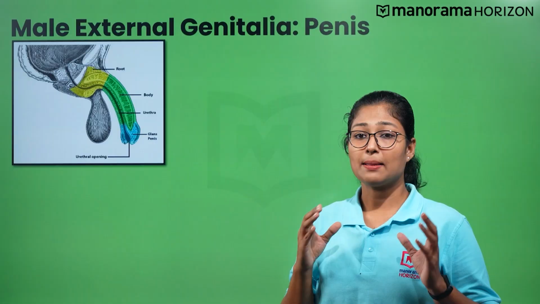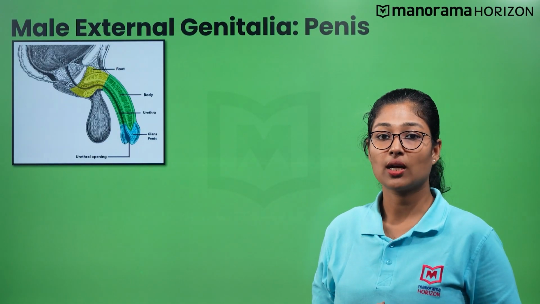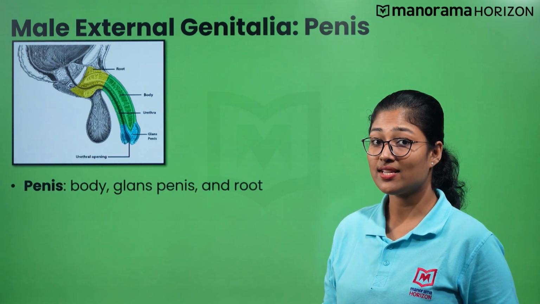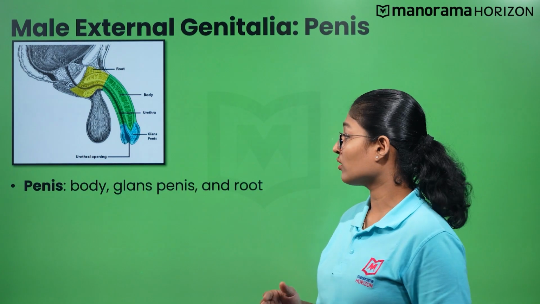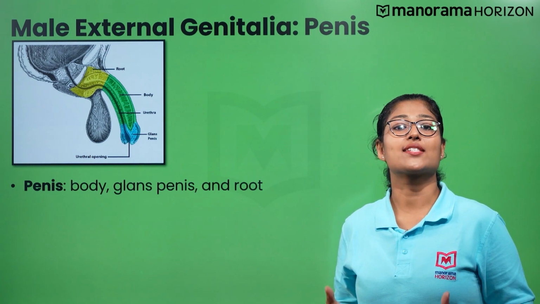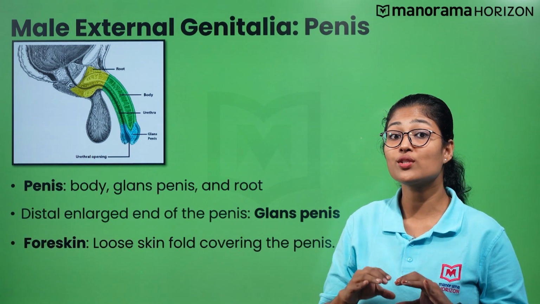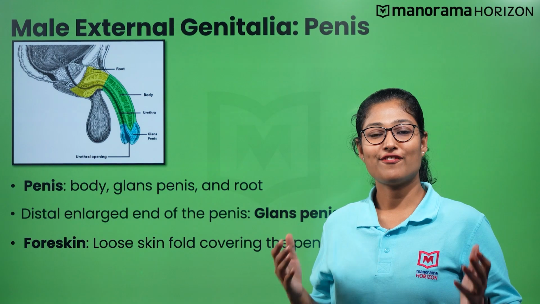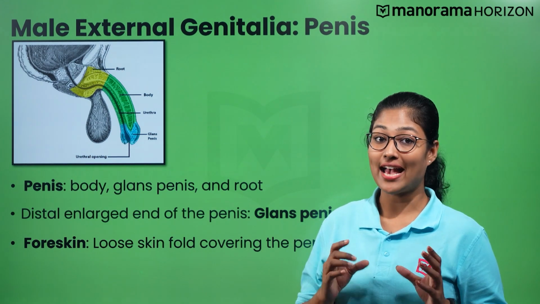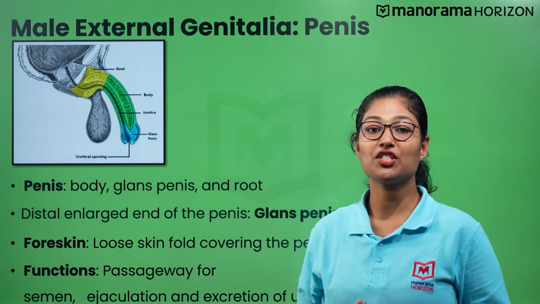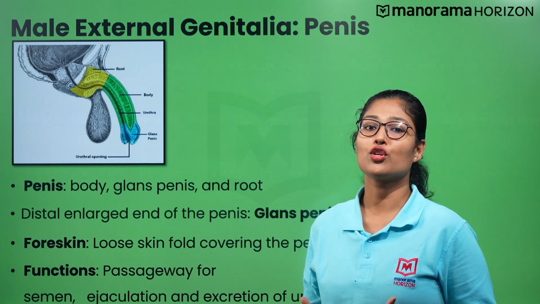Now that you have learned about male gonads, accessory ducts and accessory sex glands, let us discuss the male external genitalia called the penis. The penis is a cylindrical structure composed of the body, glans penis, and the attached part called the root. The glans penis is the distal and enlarged end of the penis, covered with a loose skin fold called the foreskin. The function of the penis is to serve as a passageway for semen ejaculation and excretion of urine.